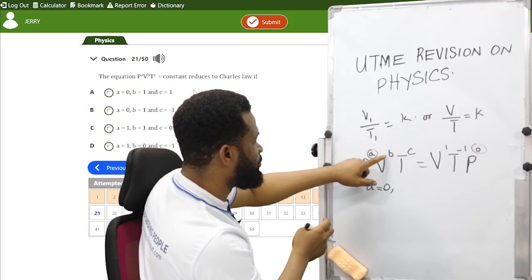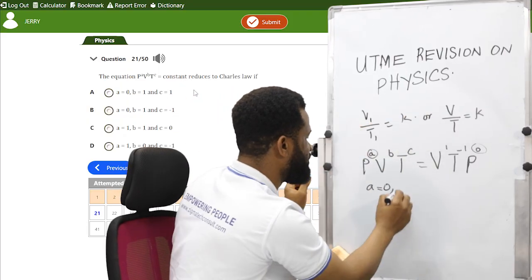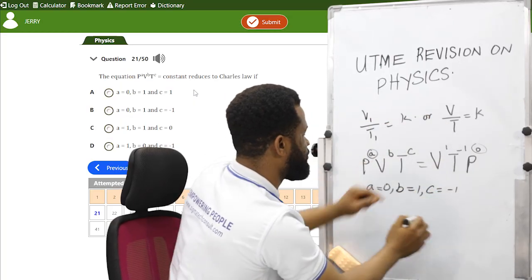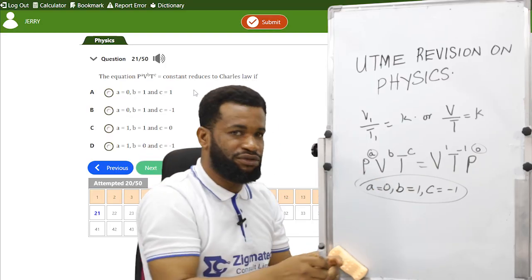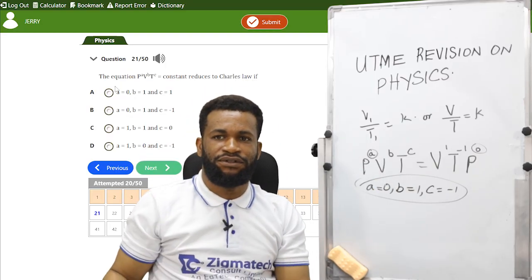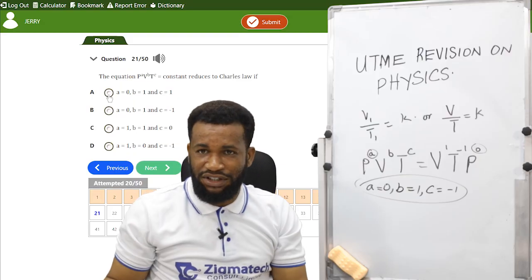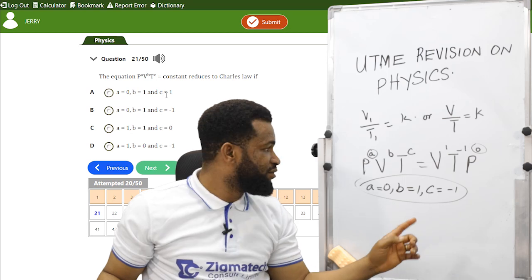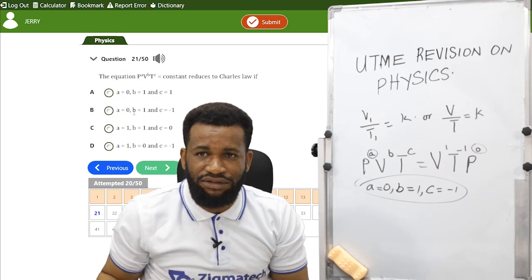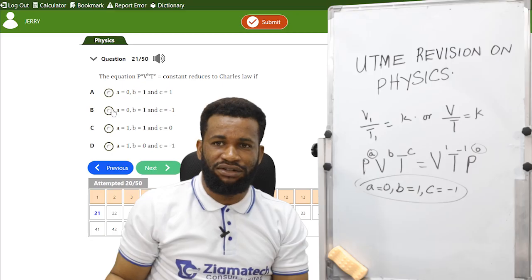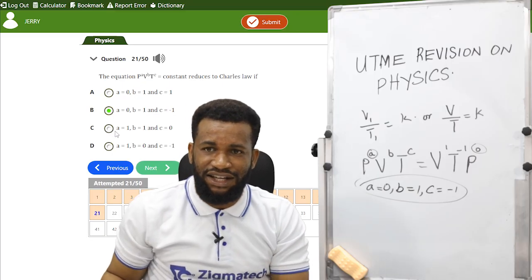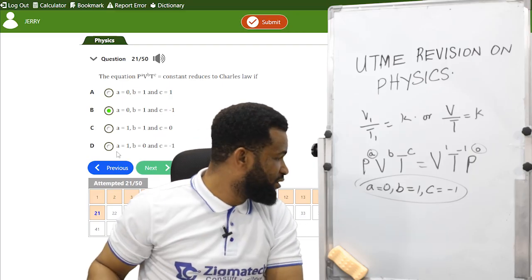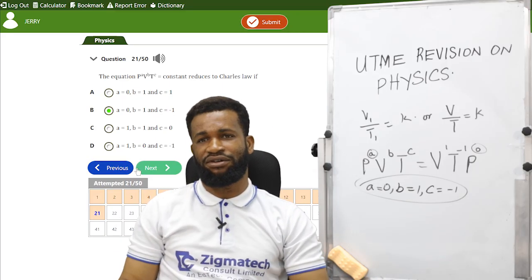The same thing applies here. B is going to be equal to 1, and C is going to be equal to minus 1. So which of these options corresponds to what I have here? You have to be careful not to pick the wrong one. A equal to 0, B equal to 1, and C equal to minus 1. Option B is the answer. Option B is correct.